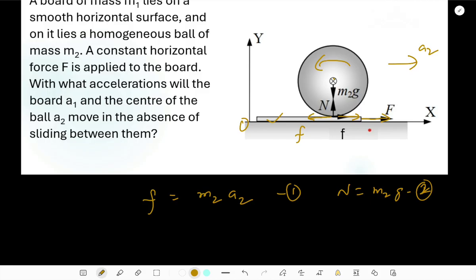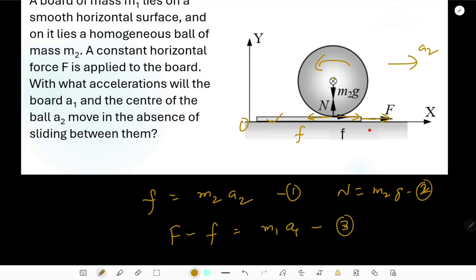And I'm going to write it down for the board, and the board is only translating, so no problem at all. Board equation is F minus f equals m1 a1. This is equation number 3. a1 is the acceleration of the board.